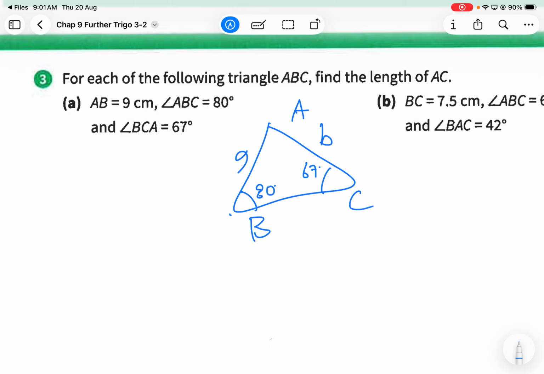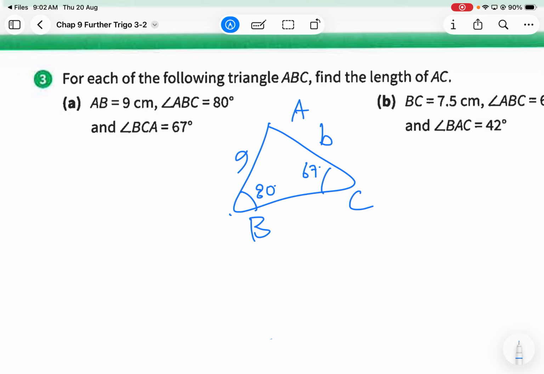I can give it an unknown first. Easier, don't need to write longer things. Name it B, because it is opposite B. Okay? The naming convention usually is like that. This corner is called big B. The opposite is called small b. That is what is written on your sine rule as well.